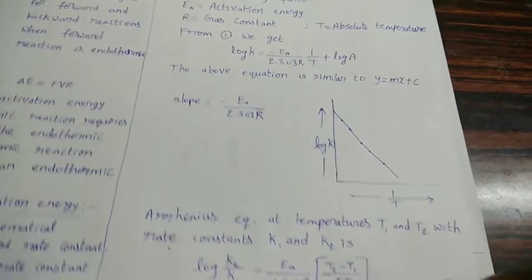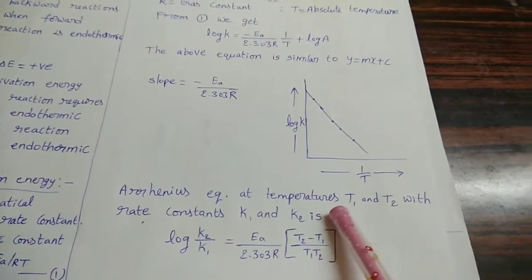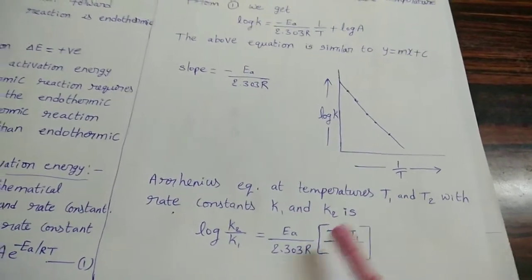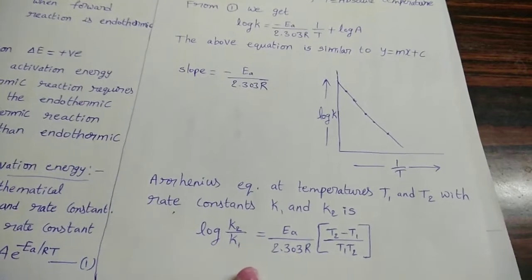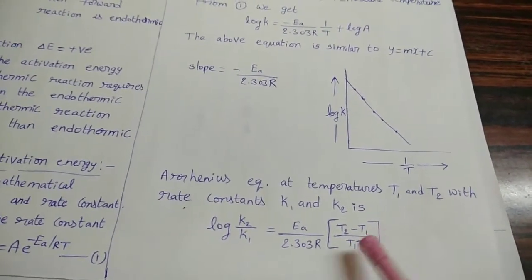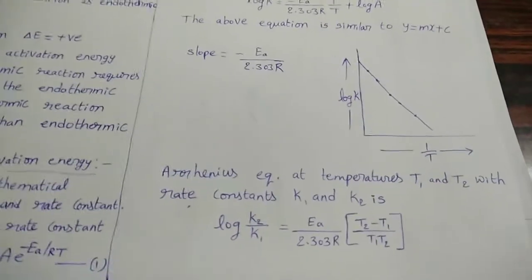Okay. Next, the Arrhenius equation at temperatures T1 and T2 with rate constants K1 and K2 is log K2 by K1 equal to EA by 2.303 R into T2 minus T1 divided by T1 T2. Based on this, numericals are there. We have to remember this equation. Okay. Next, see the numerical.